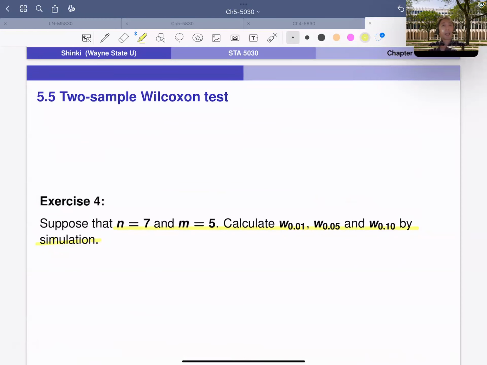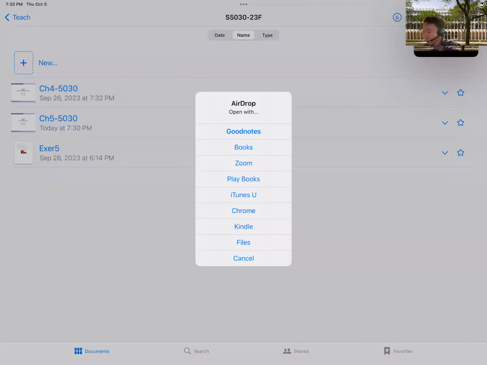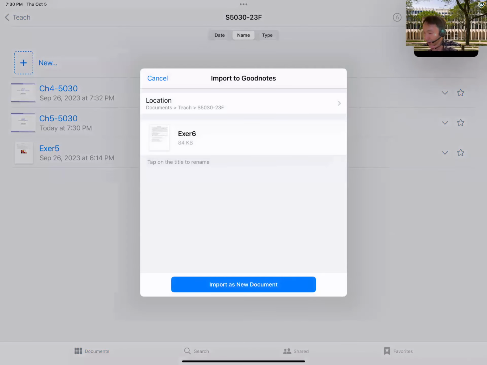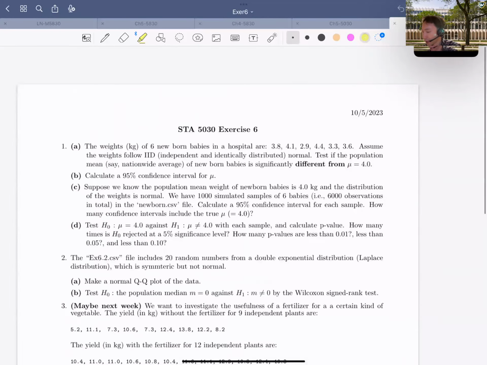Okay, so now we do exercise 6. I don't know if exercise 6 is here. Okay, not here. So we don't have much time, but yeah, here is exercise 6.